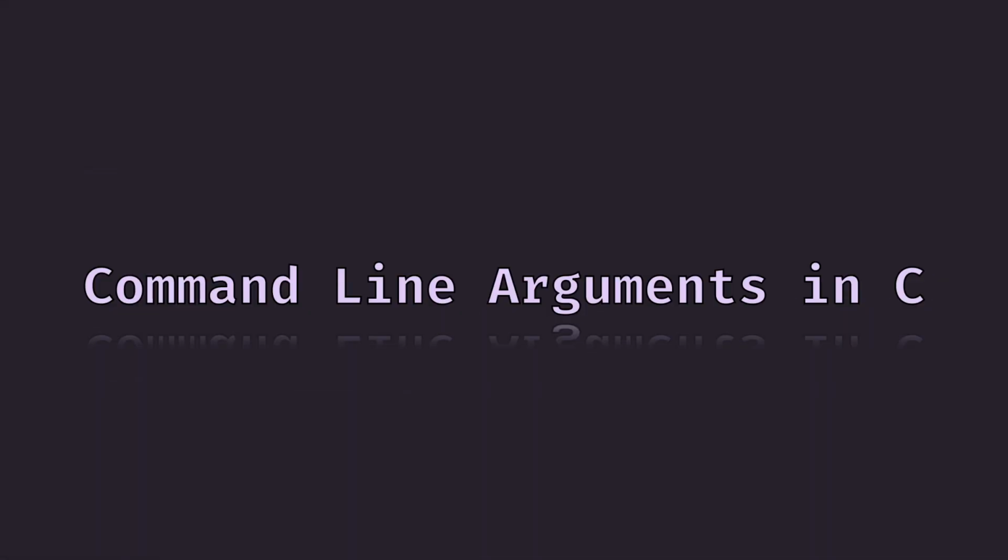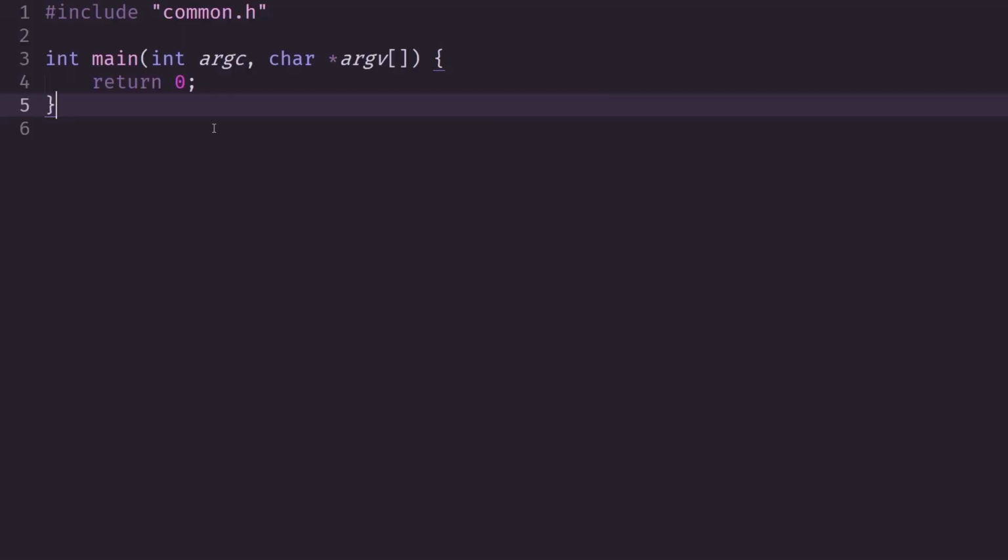So let's start with the typical C application and how to access command line arguments there. So here I have a typical C application with a main function that has two parameters. The first one is called argc, which stands for argument count. And this will essentially be just the number of command line arguments that have been passed into this executable.